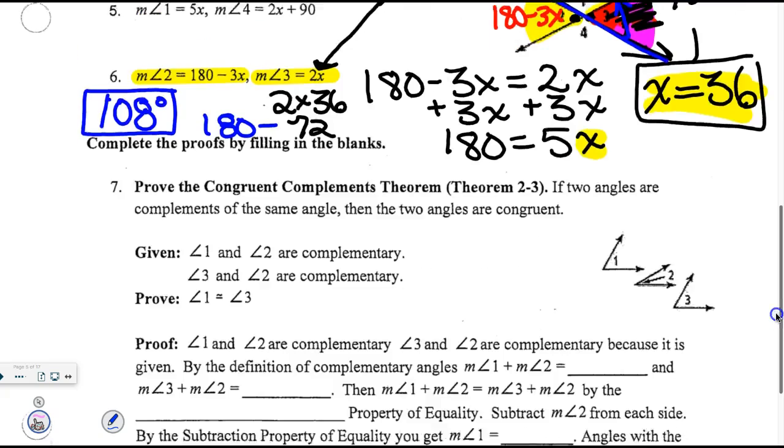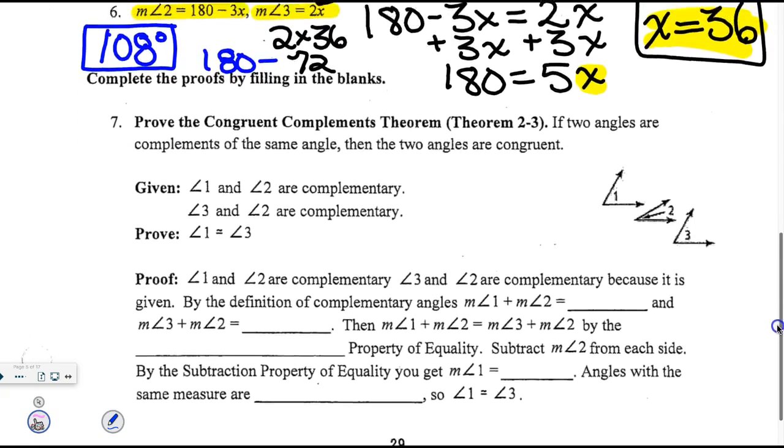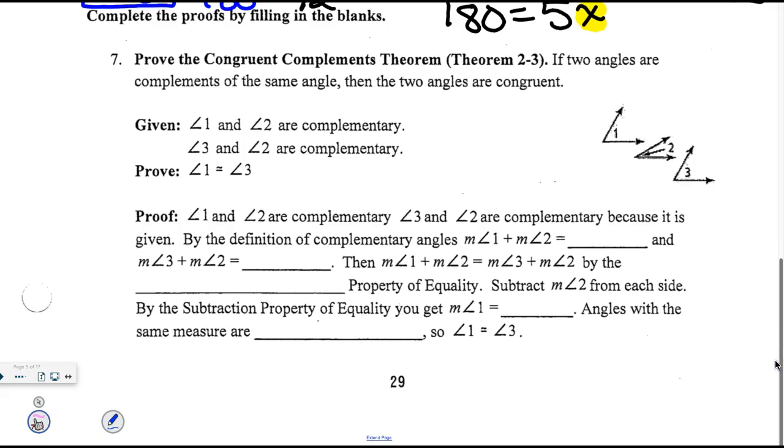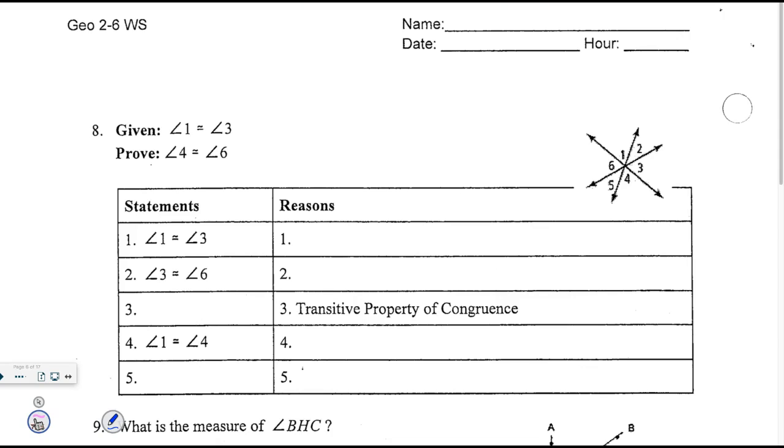I'll do one more on the front and one on the back. Which two do you guys want to do? Well, this is a big one. Did your teacher say you have to do this proof? Like, did they say you could skip any? Some years they can skip this one. They didn't say? You don't know? All right, let's go to the back, because you won't be asked to write a paragraph proof.